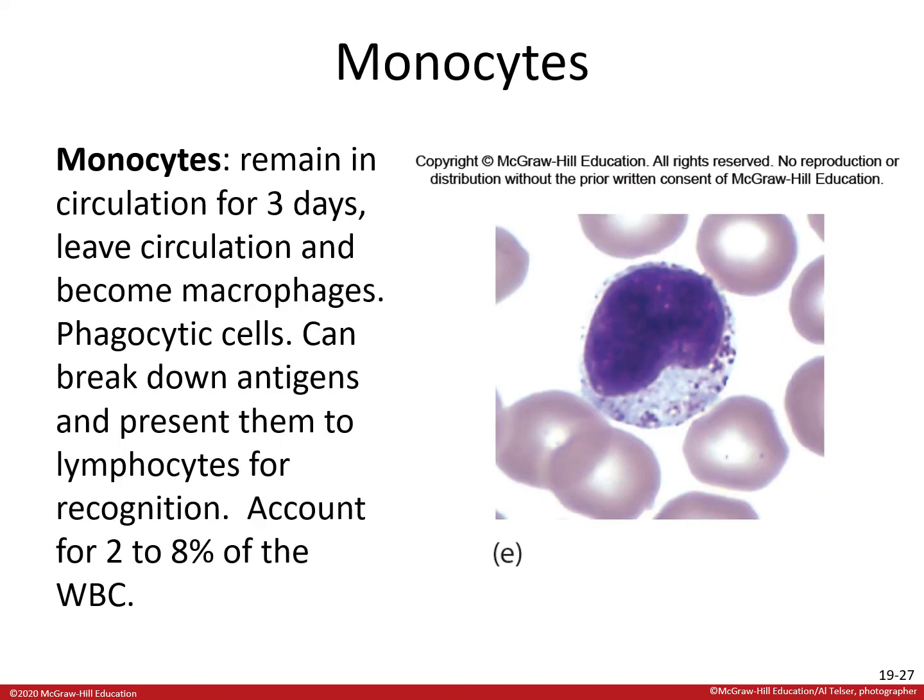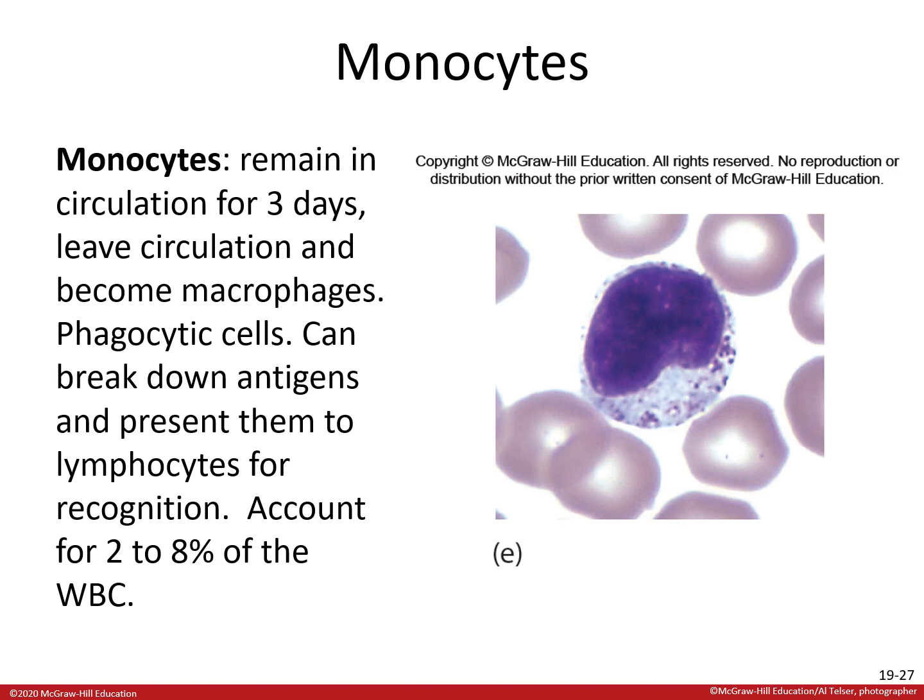Next up, we have monocytes. Monocytes are really cool to me because of the shape of their nucleus, as well as how large they are in comparison to other cells in your cardiovascular system. So first, the nucleus is going to be more of a heart shape, which I find really cute. Again, they're just big cells, but they are going to remain in circulation for 3 days and then leave circulation to evolve into macrophages.